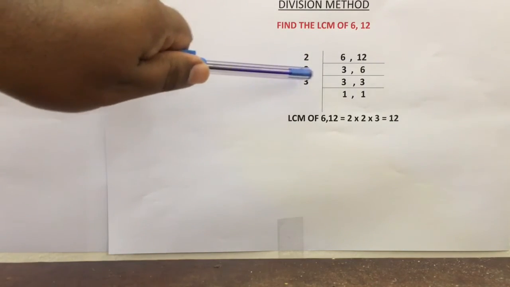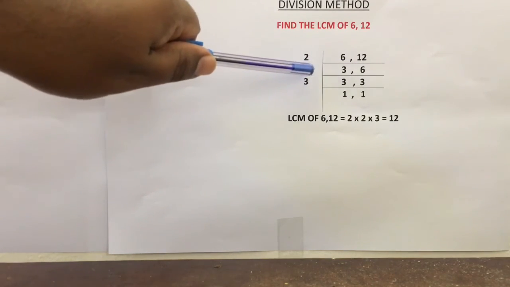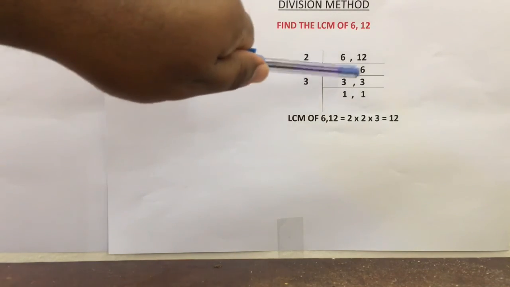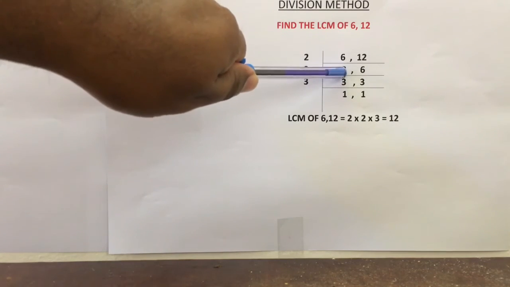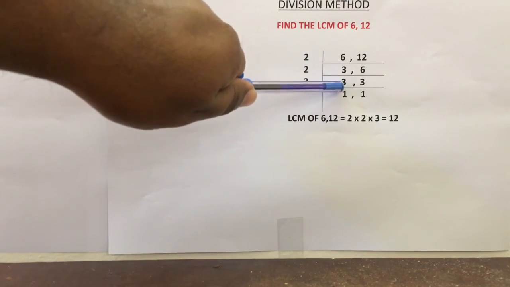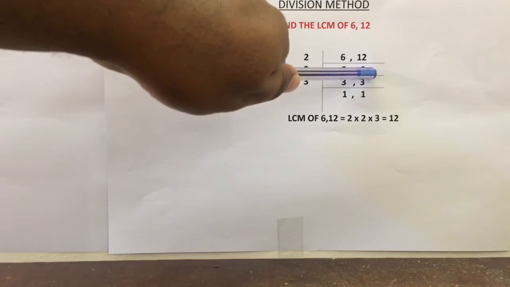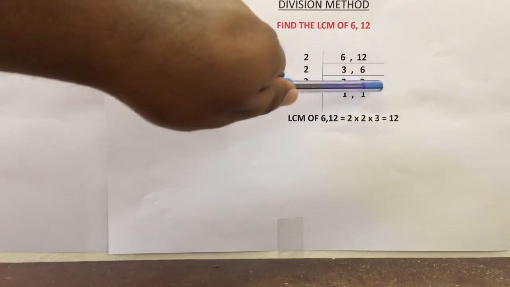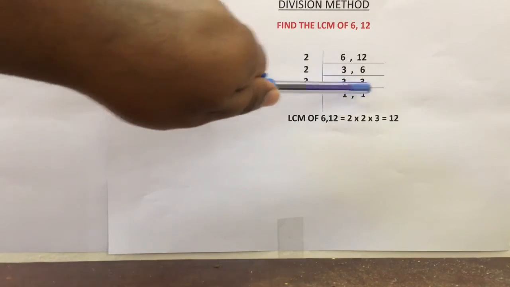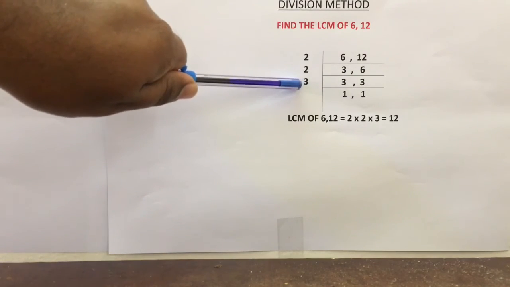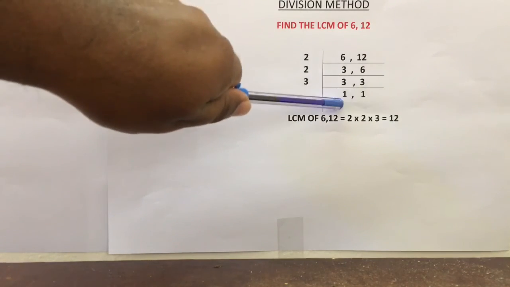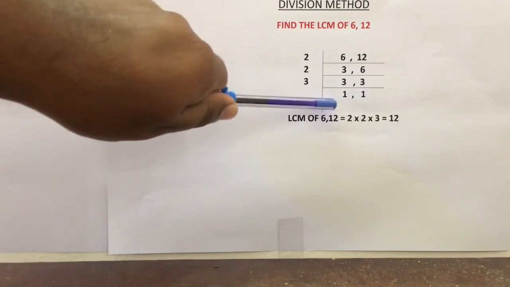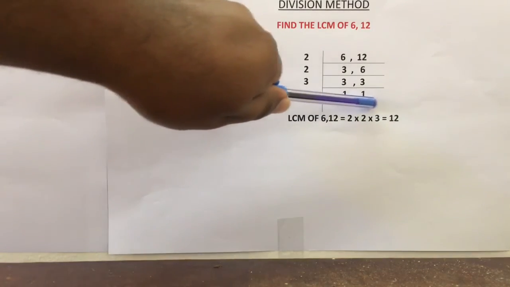The smallest prime number that divides 3 and 6 is 2. Here 3 is not divisible by 2, so you write the same number here. 6 is divisible by 2. How many times? 3 times. So now we have 3 and 3. Clearly it is divisible by 3. So we write 3. How many times 3 in 3? One time. Here also one time. So when you reach 1, you stop the process.